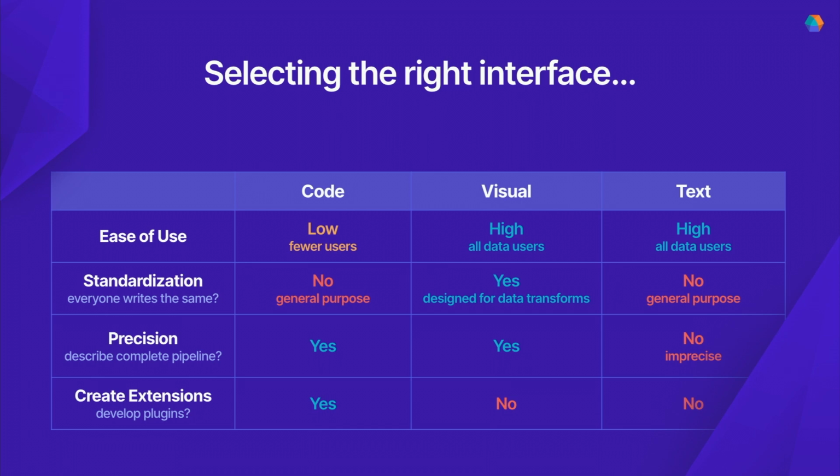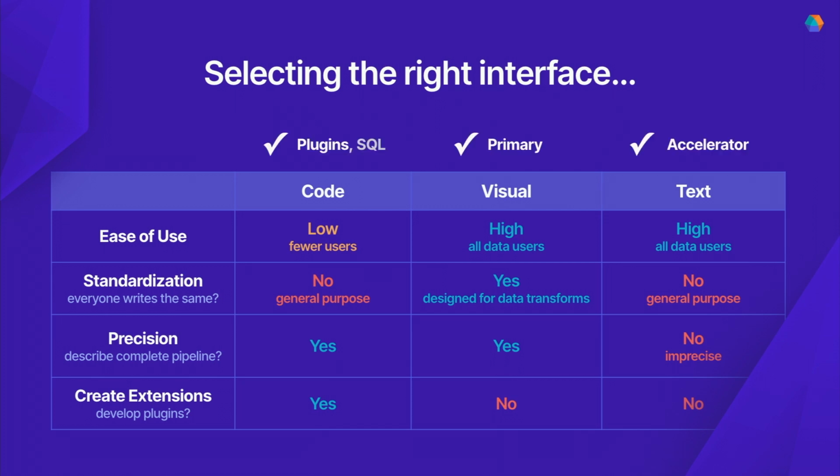And then there's precision. Of course, text cannot be completely precise. If I had to build 100% of the pipeline using text, I'd have to talk to my pipeline like 20 times just to make small changes. And then finally is extensions. You need code. You're not going to be writing extensions to your platform in English.